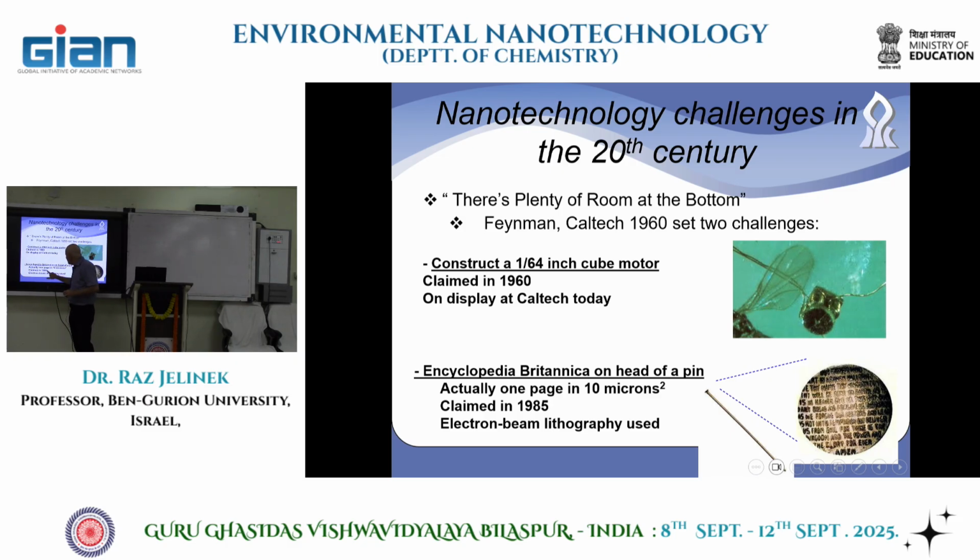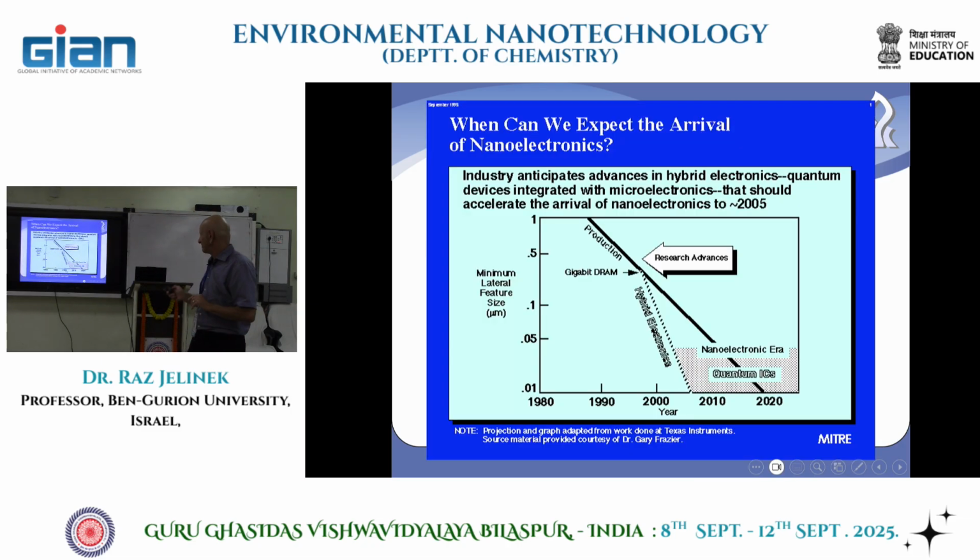In 1985, people used a technique called electron beam lithography, and they succeeded to write the Encyclopedia Britannica on a pin. You can see one page of the encyclopedia. So we can do anything we want, almost. So this is one prediction of the future.